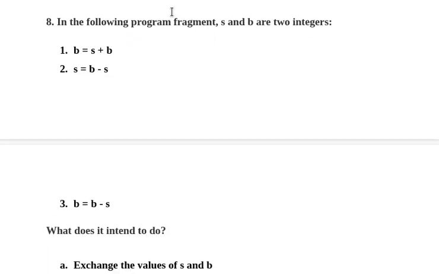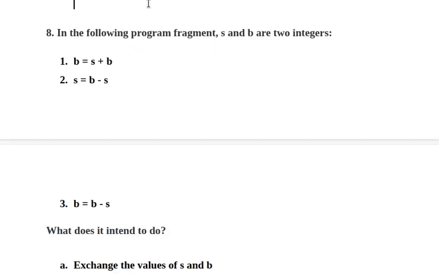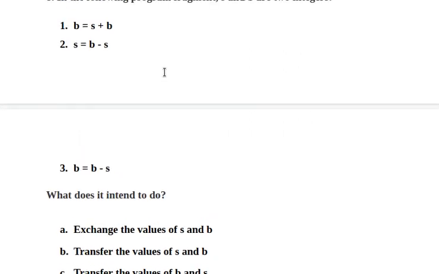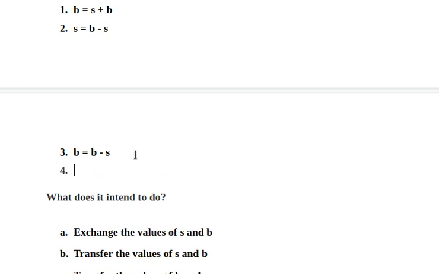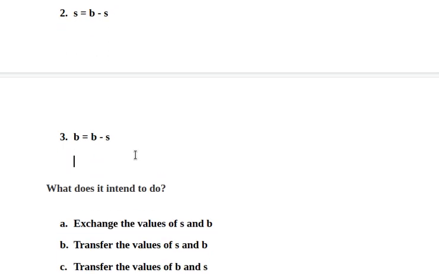In the following program fragment, S and B are two integers. B equals S plus B, S equals B minus S, and B equals B minus S. So what does it intend to do? If you know the concept of swapping, you would know that it is used for swapping. So for this, let's use values.